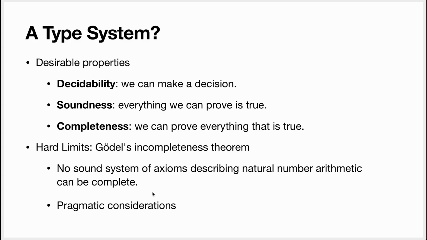Of course, we are computer scientists, we're programmers, we're not mathematicians, and so we are also bounded by pragmatic considerations, which means that in practice, this does not always matter. For instance, Java is not any of those. It's not decidable, because you can actually write programs that will crash the compiler. This is arguably a compiler bug, and so it should be decidable.